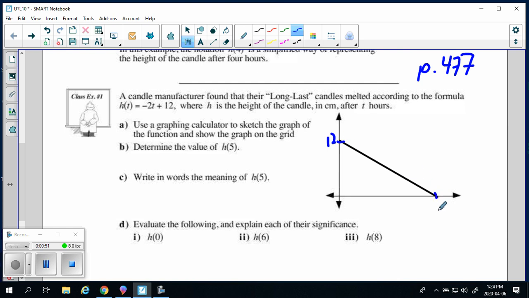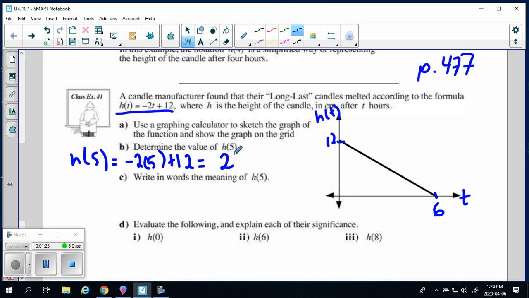I would expect you, though, to be able to figure out algebraically what these two intercepts would be, because they actually gave you the equation. So you could simply plug in for t or h of t and figure out those intercepts. The first question says, determine the value of h of 5, which means that we're going to plug in 5 for the time and figure out what that ends up being. If you plug that in your calculator, you're going to get that it's equal to 2.